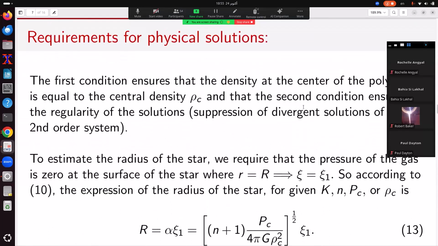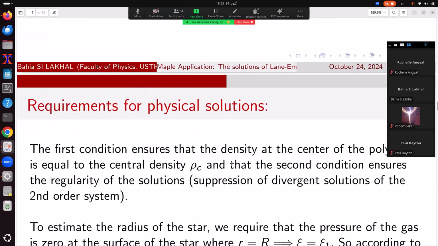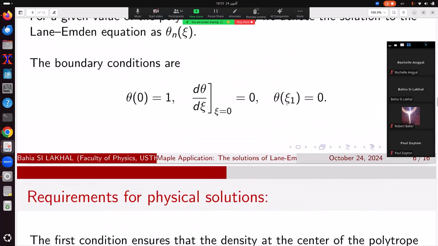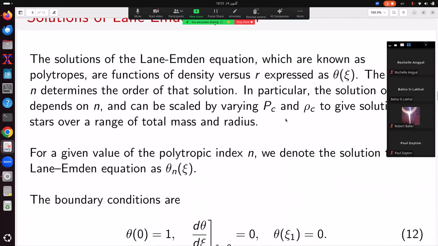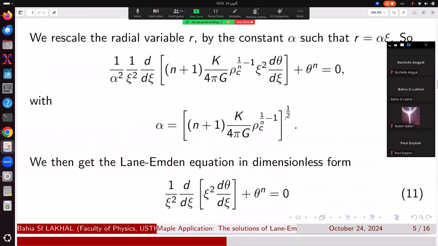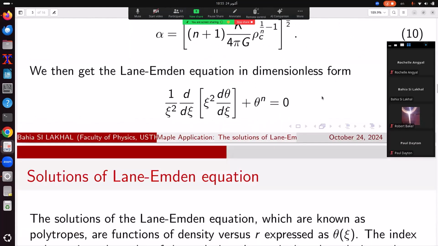So how to estimate the radius of the star? We write theta at xi1 equals 0. We find xi1. To find the radius, we have to use this constant alpha. So r, the radius, is alpha times xi1.